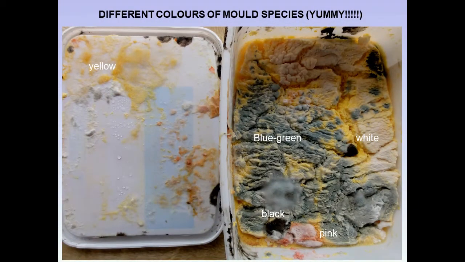And again, it shows up much better on this mouldy ice cream that was left out. We have yellow moulds, blue-green, white, black, pink, different colours of mould species.